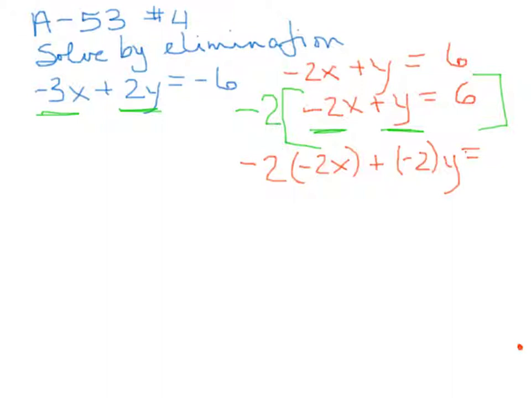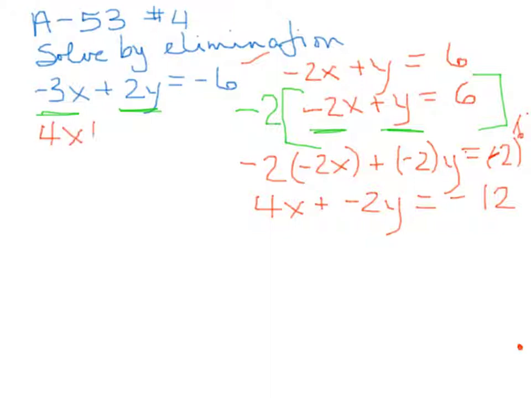I'm going to run out of room. Let's see if I can write really tiny, and you guys still see it. Negative 2 times that 6. That's so sloppy. So that's going to give me negative 2 times negative 2 is 4. So I get a 4x and a negative 2y there. And negative 2 times 6 gives me negative 12. Okay? If I take that equation and I move it over here, and I line them up, I'm going to get 4x plus negative 2y is equal to negative 12.